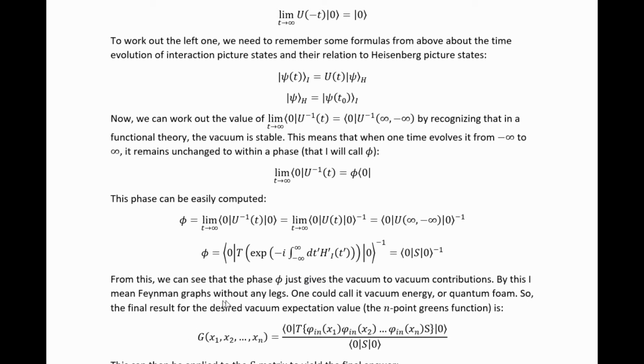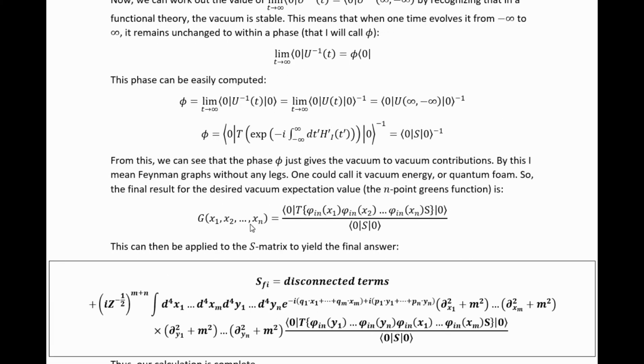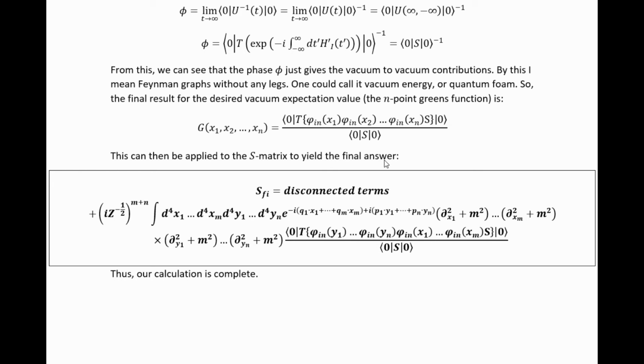So from this we see that the phase phi just gives the vacuum-to-vacuum contributions. By this I mean Feynman graphs without any legs. One can call it vacuum energy or quantum foam. So the final result for the desired vacuum expectation value, the n-point Green's function, is simply this. This can be applied to the S matrix to yield the interaction picture version of it, which gets us here. This is the fully LSZ reduced scalar bosons scattering matrix. Thus our calculation is complete.